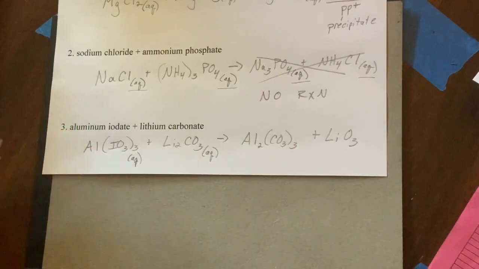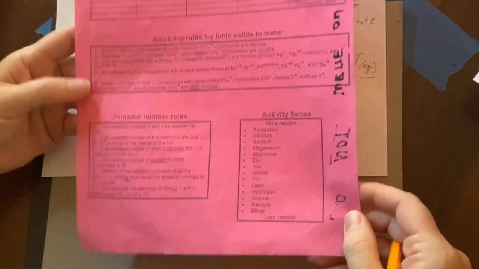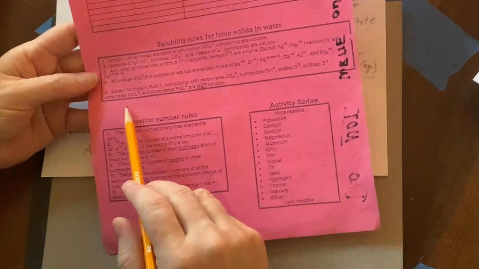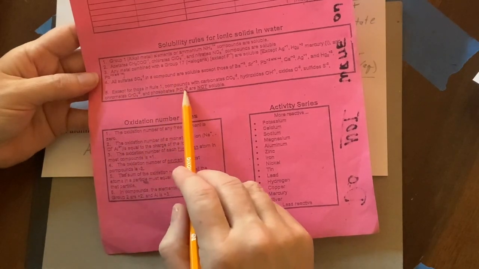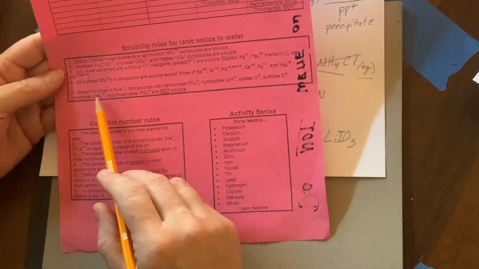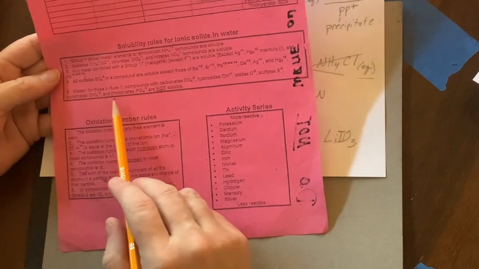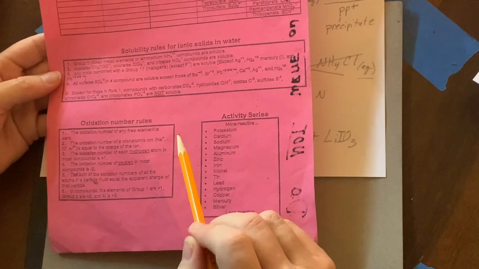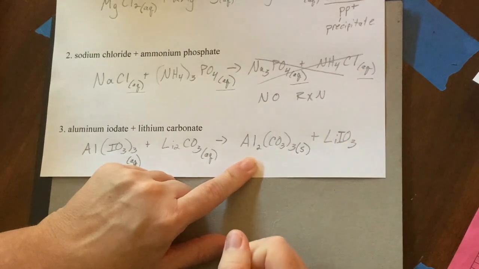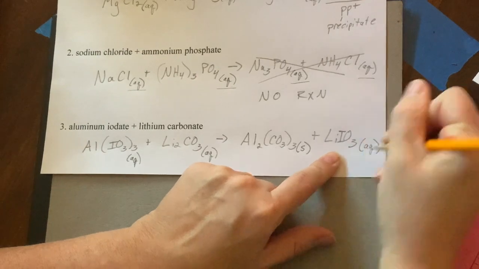Aluminum carbonate. Is there a rule for carbonate? Let's take a look to see if I have a rule for carbonates, and I do. Rule 5, except for those in rule 1. So is carbonate with a group 1 or ammonium? No, it is not. So except for those in group 1, compounds with carbonates, hydroxides, oxides, sulfides, chromates, phosphates are not soluble. So this one is my precipitate, so it gets a solid. Lithium we've already established is always soluble, so there we go.